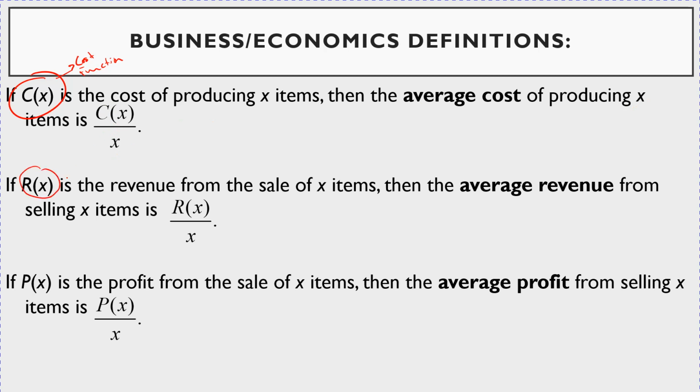Now, R of x is the revenue function for the sale of x items, and the average revenue from selling x items, you would get by dividing this revenue function by x. So that would tell you, if I sold 100 items, what would be the average revenue. And then P of x is the profit from the sale of x items. So this is the profit function.